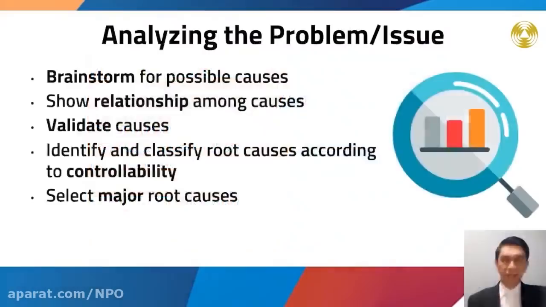Analysis is the next step after the problem definition. Keep in mind that you have to brainstorm for possible causes of the problem, show the relationship among the causes, validate these causes, and then identify the root cause and classify them according to controllability. After doing that, select now the major causes that are controllable at your end. So after identifying the causes of a problem, you have to validate these causes in order to identify the root cause as well as classify the controllability of these causes. How do you identify the root cause from the several possible causes that you have identified? How do you pinpoint now the root cause?